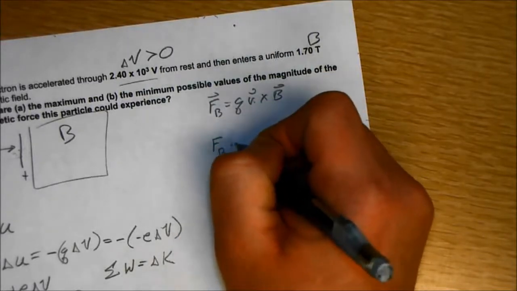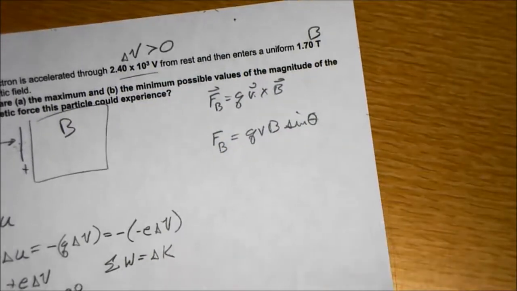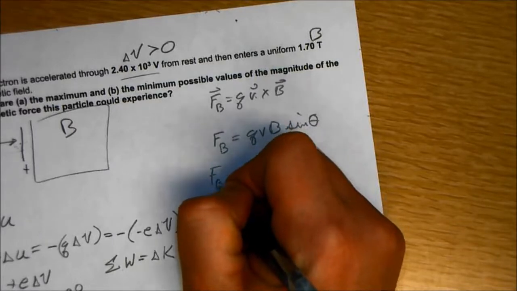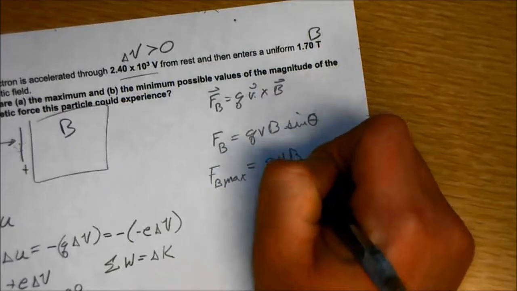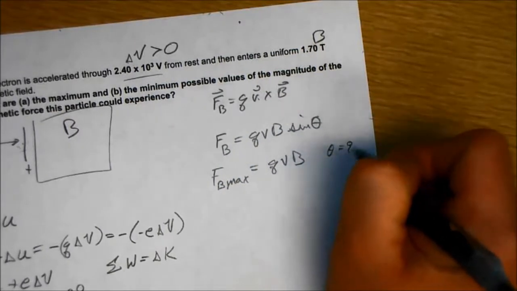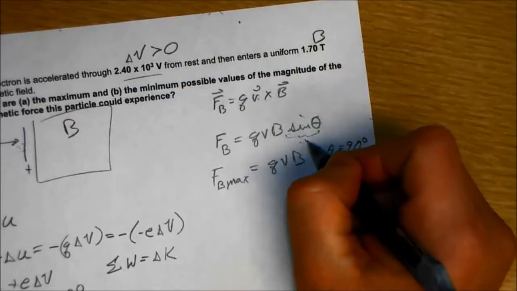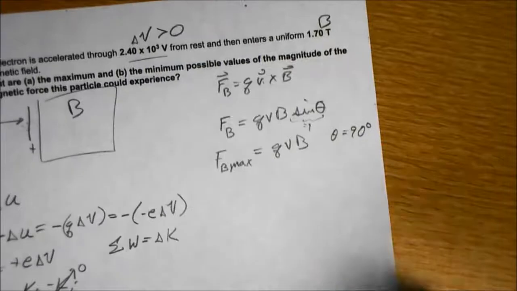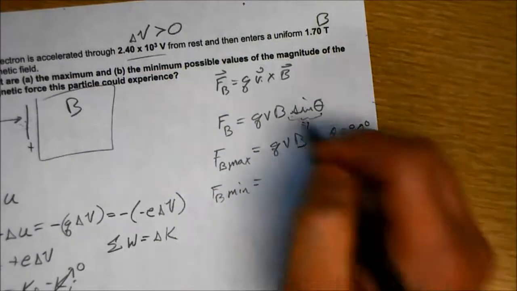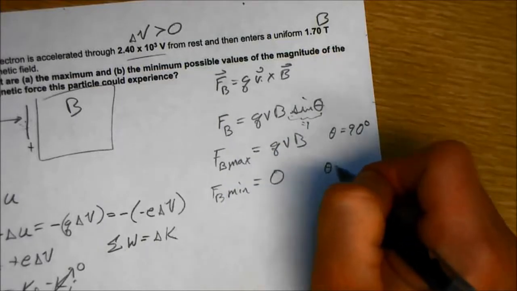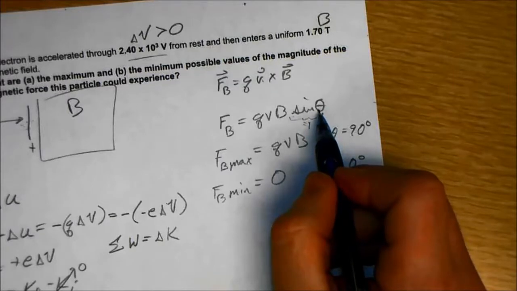So the magnitude of F_B is QvB sine of theta. F_B max must equal QvB because it is maximum when theta equals 90 degrees. When theta equals 90 degrees, this term equals 1. F_B minimum is just 0, because when theta equals 0 degrees, sine of theta must equal 0.